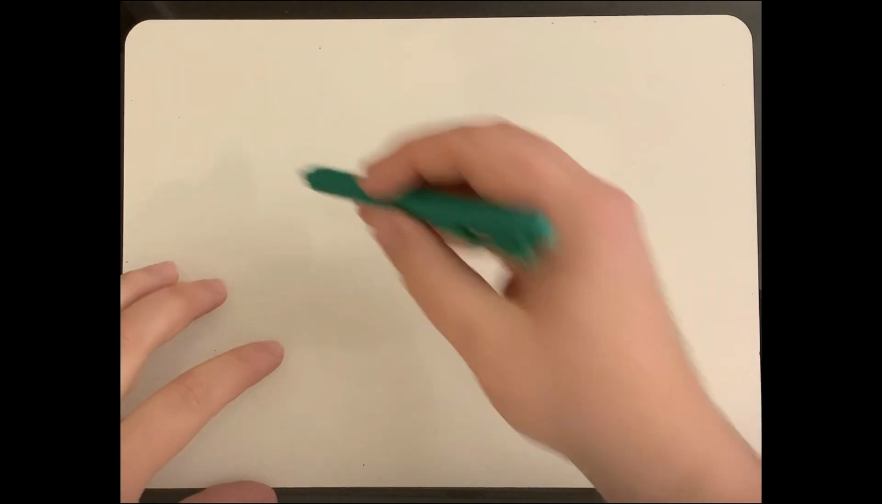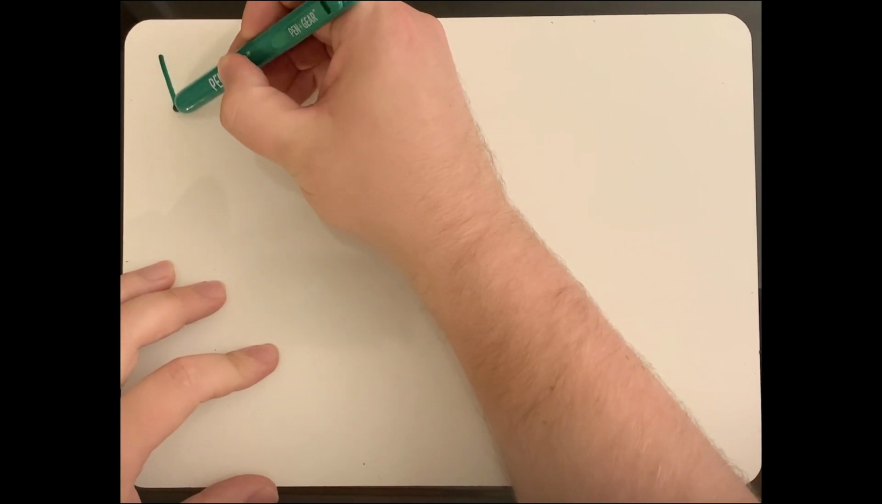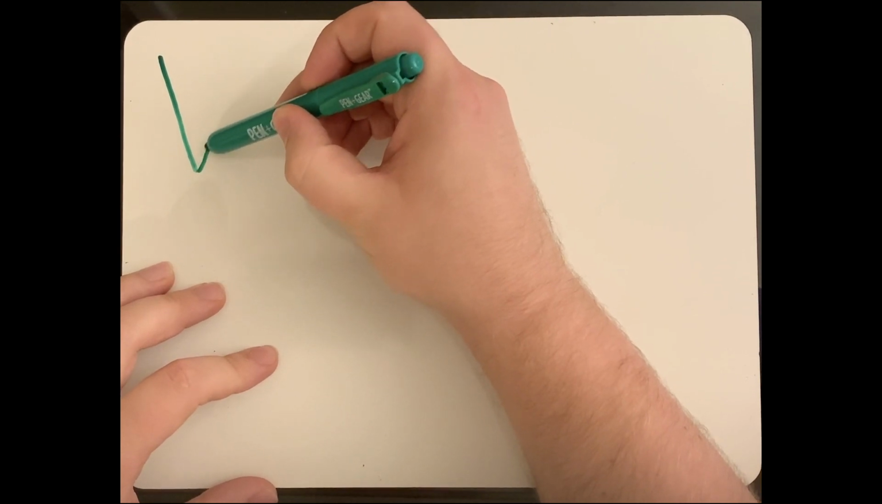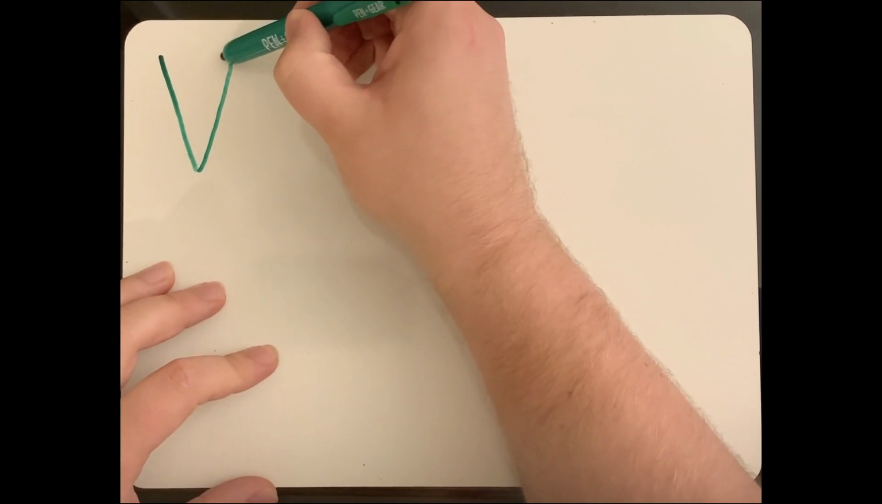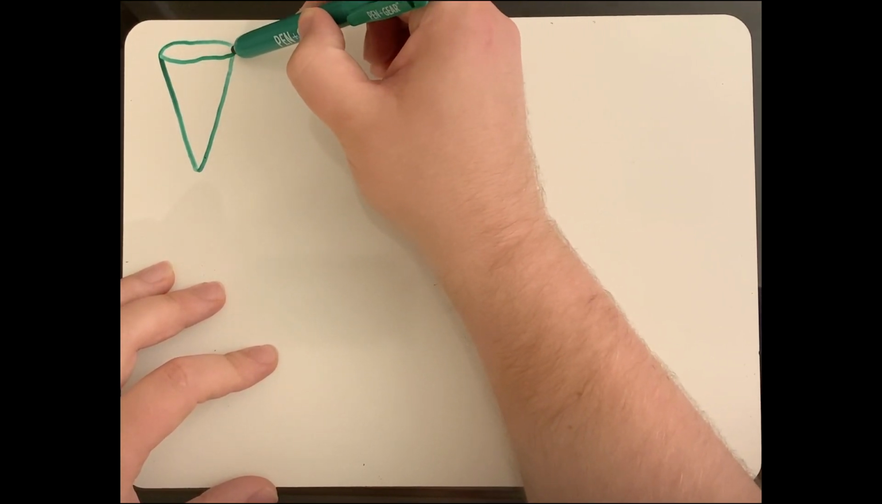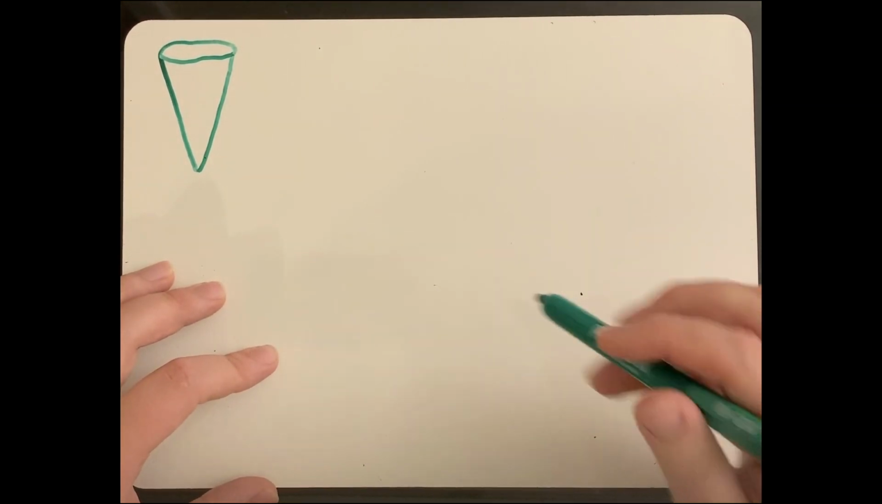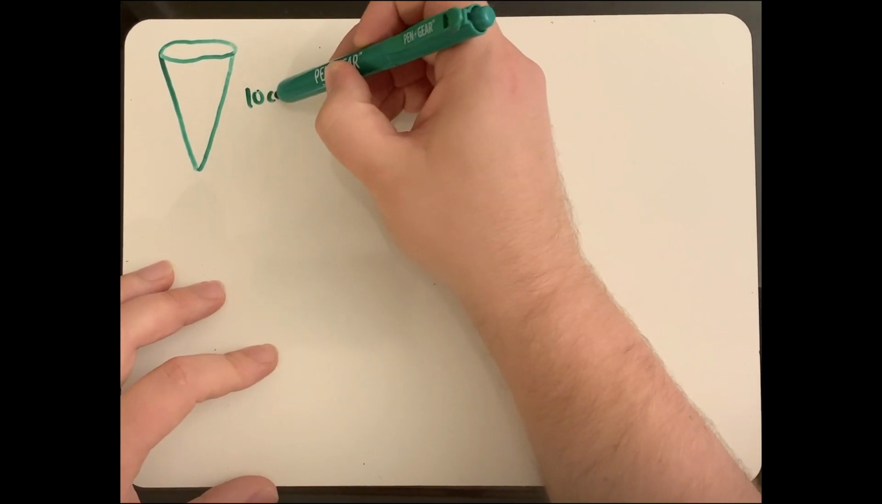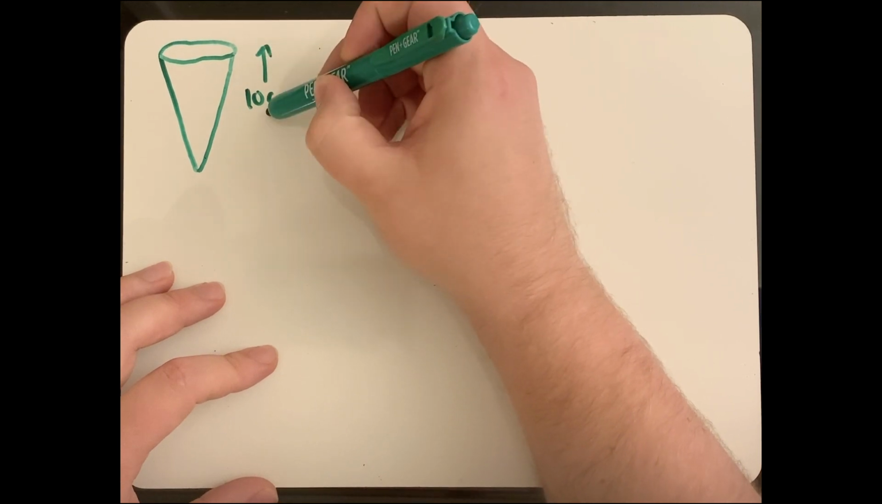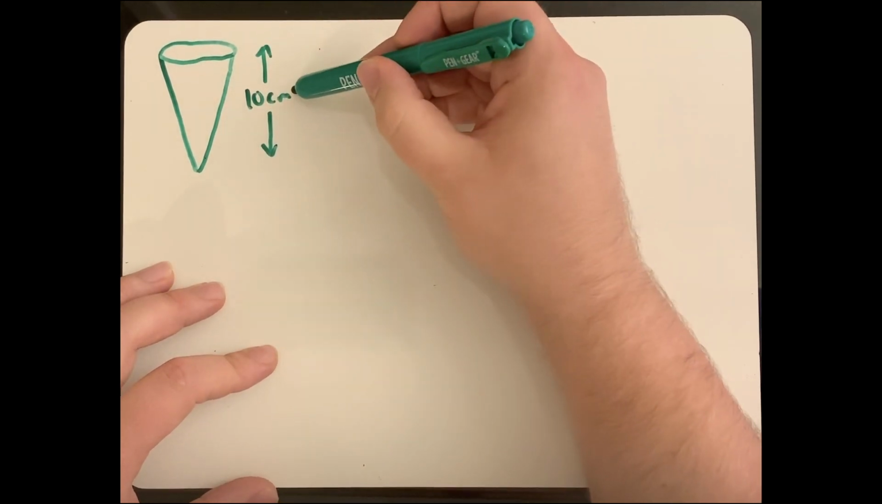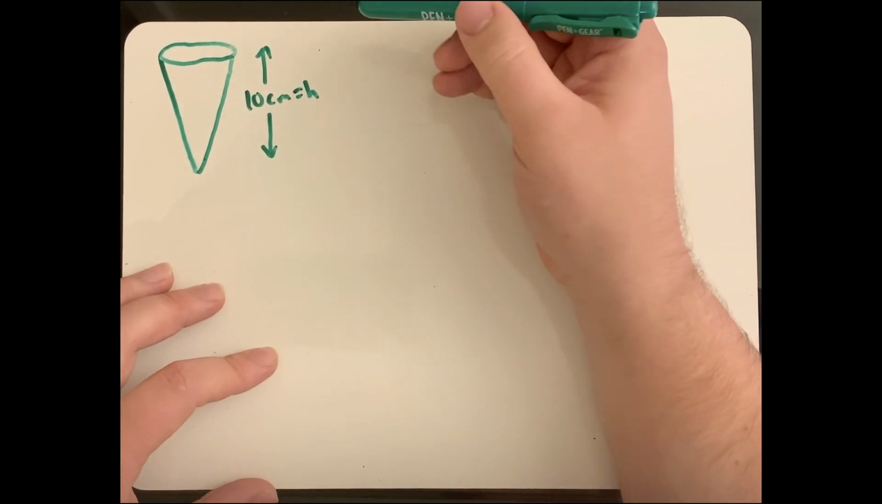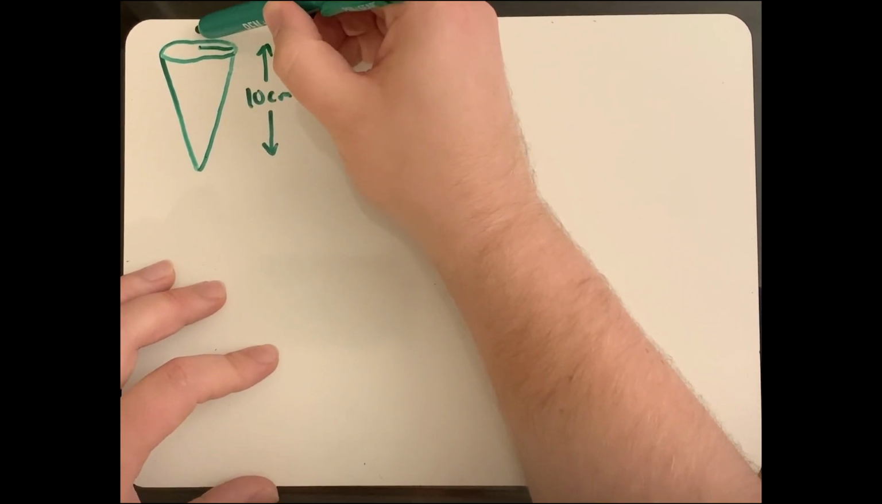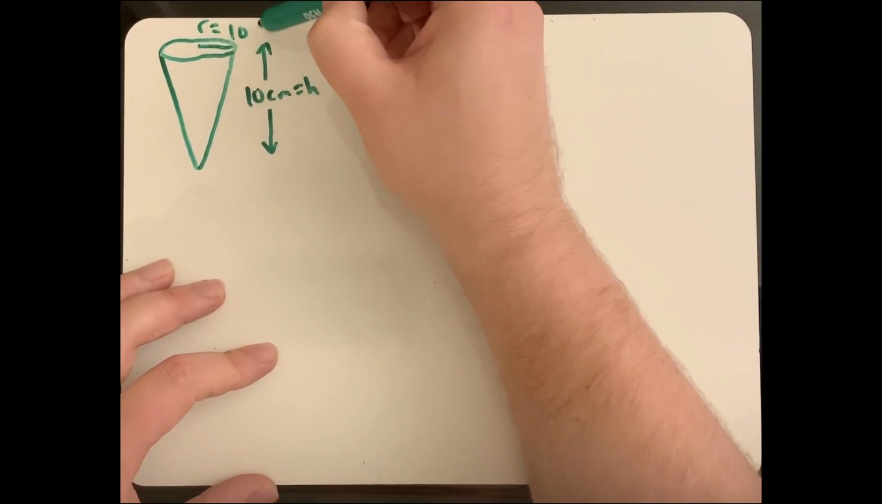Okay, so for this example, we have a conical paper cup. So our step 1, always draw the picture. So I got my cup here. I know that this cup is 10 centimeters tall. Call that H. It also has a radius of 10 centimeters.